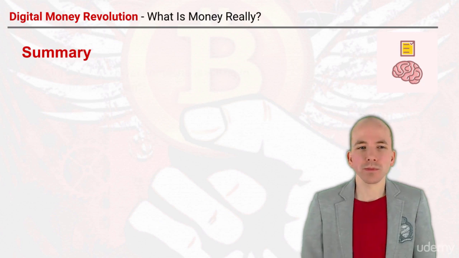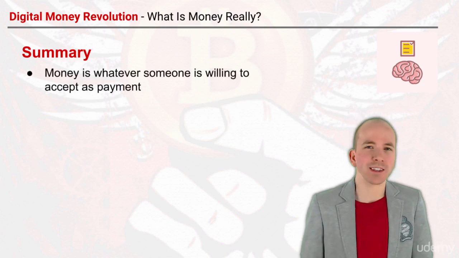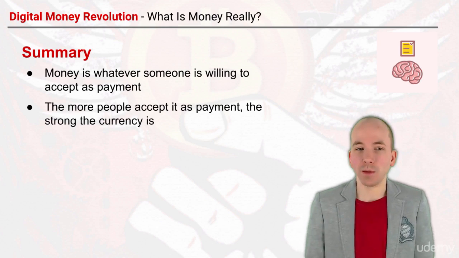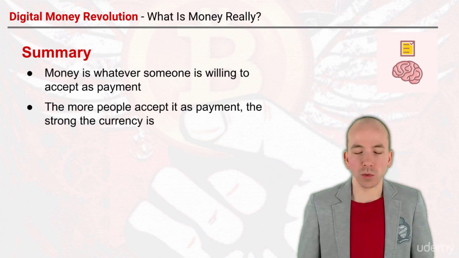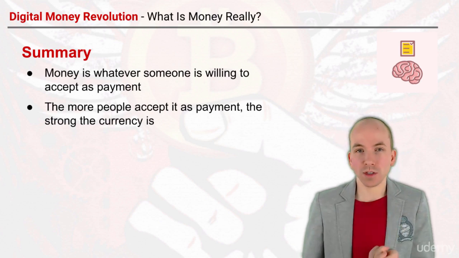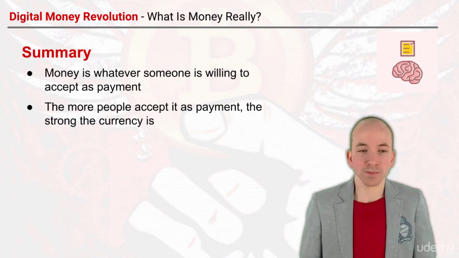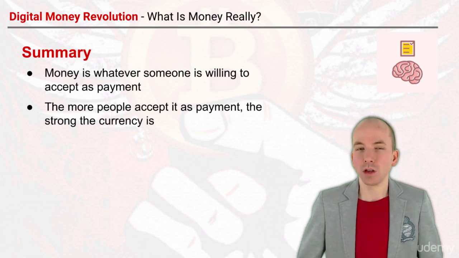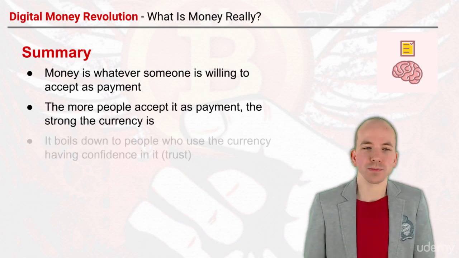So in summary, money is whatever someone is willing to accept as payment. We went through that. The more people accept the thing as payment, the stronger the currency is. If you're the only person in the world that will accept my blank piece of paper as currency, it's a very weak currency. So with Bitcoin, the more people adopt Bitcoin, the more people begin to use it, the more people begin accepting it as payment, the stronger it gets.